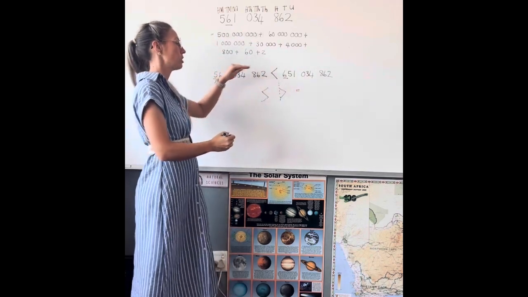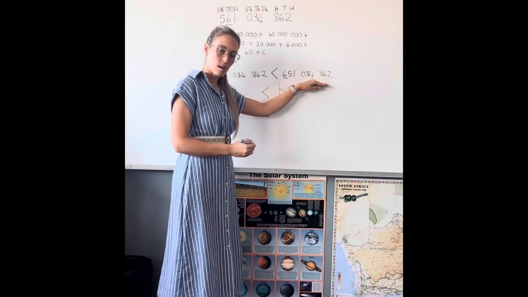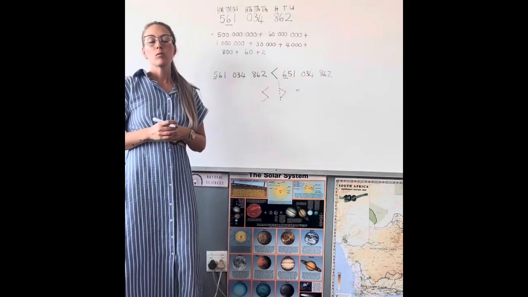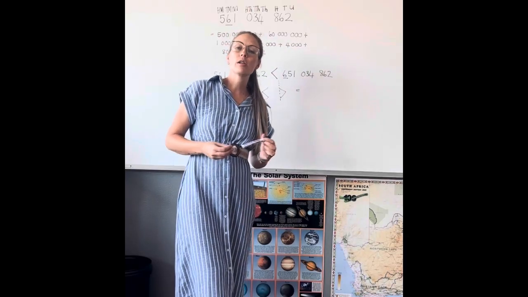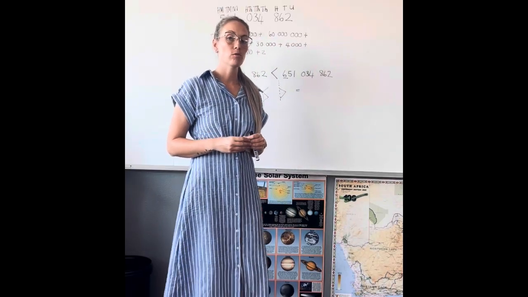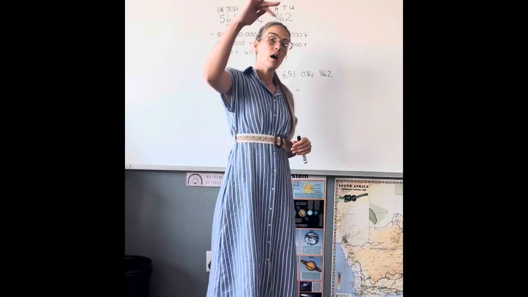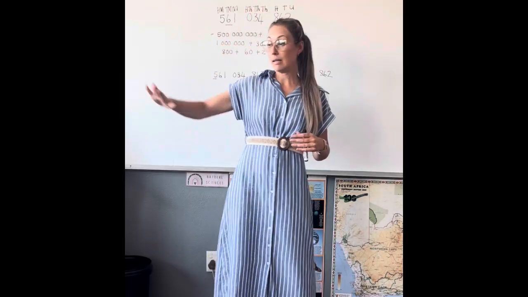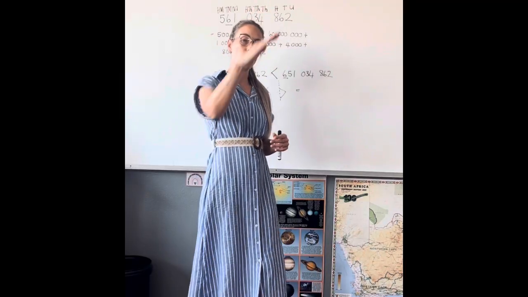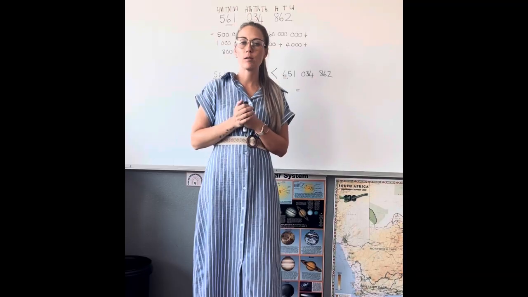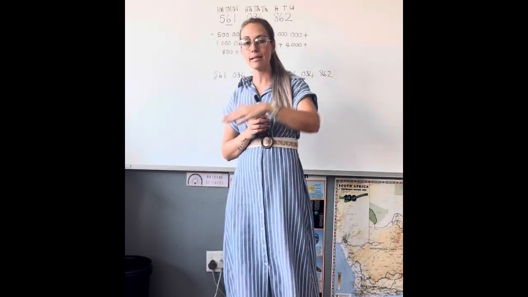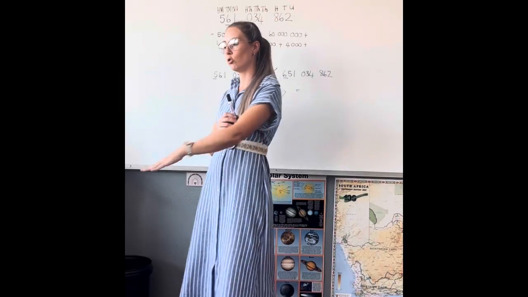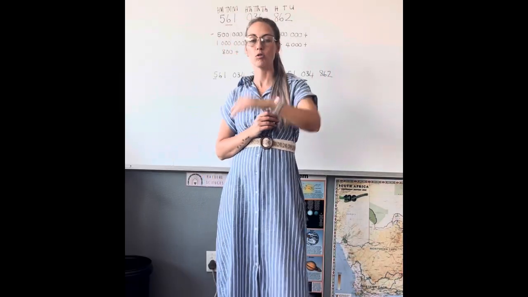So this number is smaller than this number. The other thing we did was ascending and descending order. Ascending order is when I arrange numbers from small to big. I tried reminding you about a plane that is ascending, so it goes from low to high. Try to remember it that way, small to big numbers. And descending order, when a plane descends, it goes from high to low, so big to small.